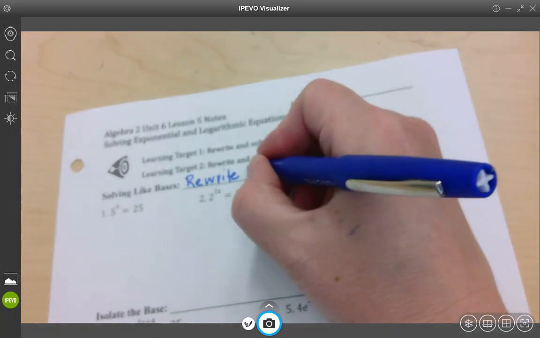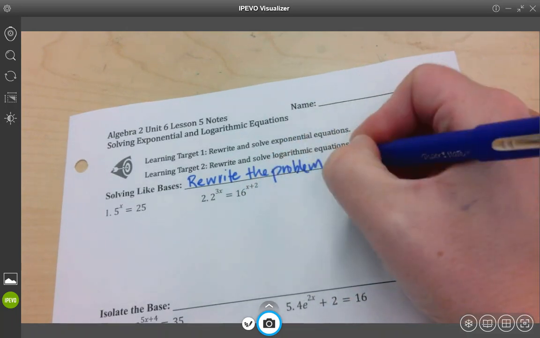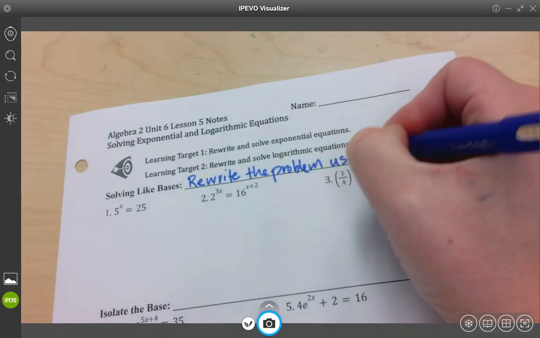Good morning. The problem, using common bases.